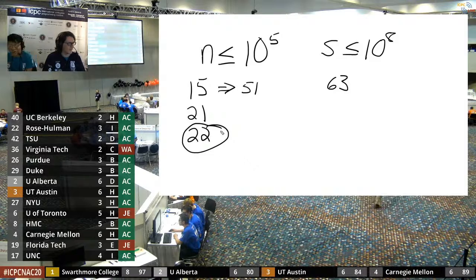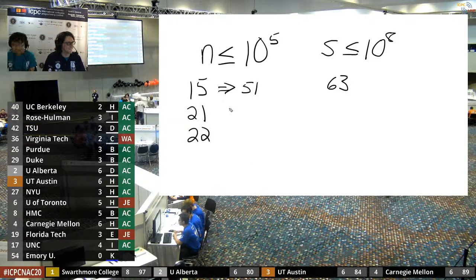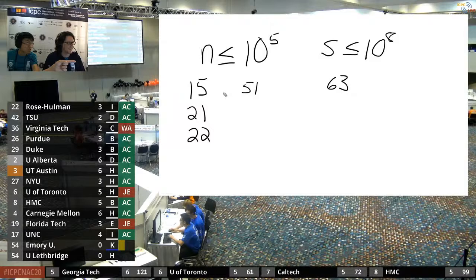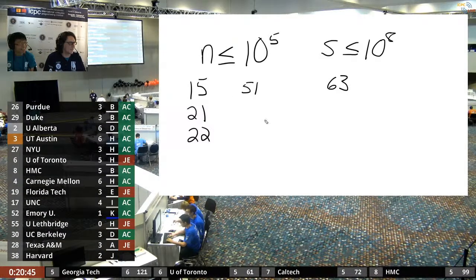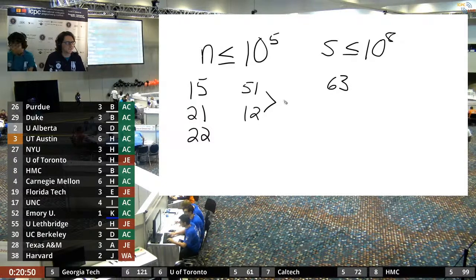Oh, yeah. So I went too far? No, 15, 51, 20. Oh, I think it's 21. You flip the 21. So you flip 15, flip 21, so it becomes 12. Okay. You sum these 2 together, you get 63.